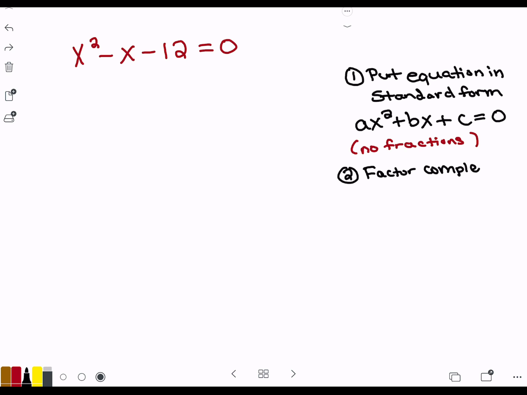So the second thing you want to do is try to factor completely. You're not always going to be able to factor, but if you can, go ahead and do that. If you need to know about factoring, I have that in another video. I'll put that in the description.